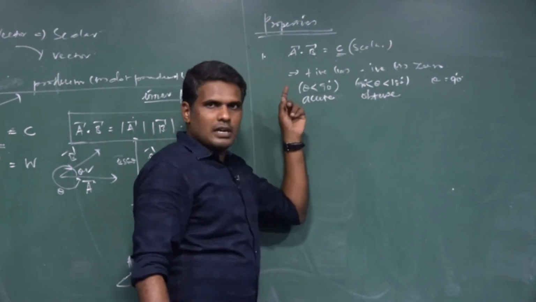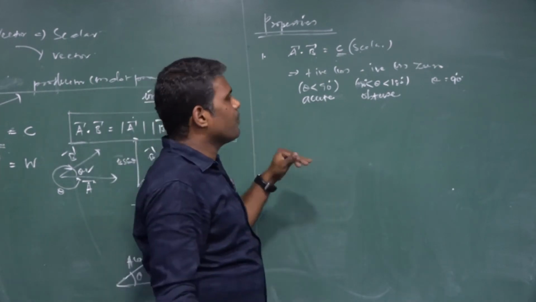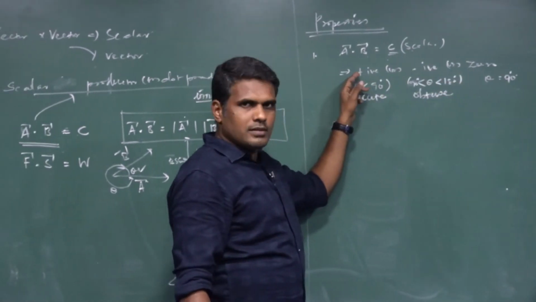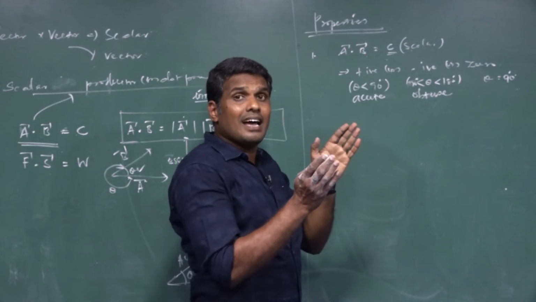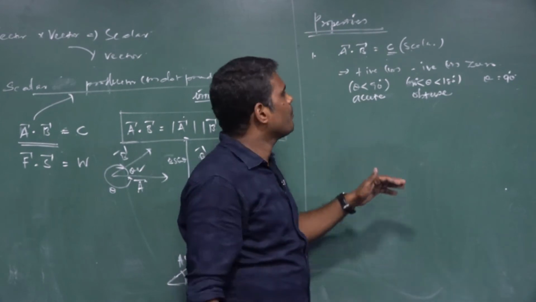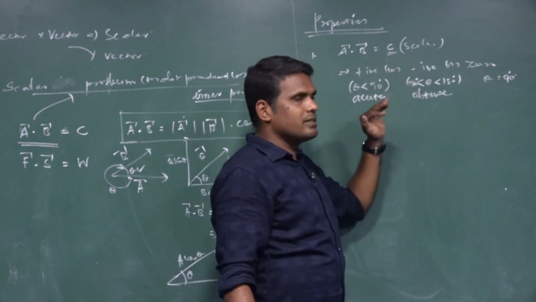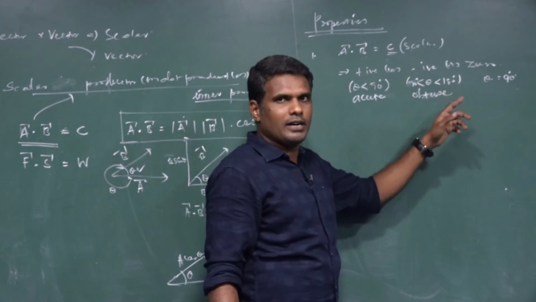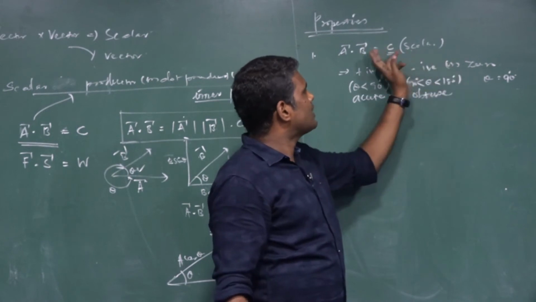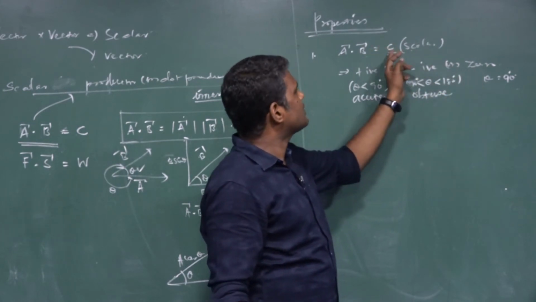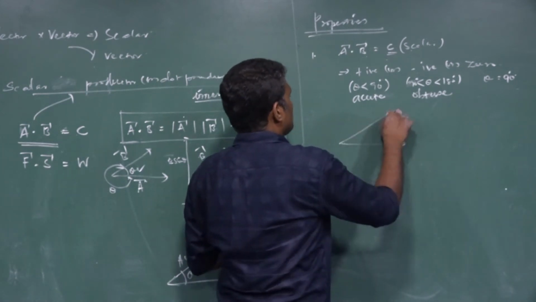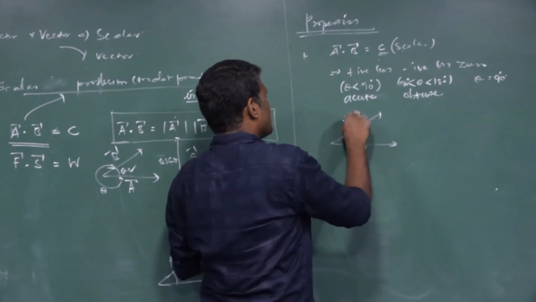So the resulting quantity of a dot product is always a scalar. The scalar quantity may either be positive or negative or 0. It is positive when the two vectors make an angle theta which is less than 90 degrees, that is, an acute angle. And the dot product is negative if theta lies between 90 degrees and 180 degrees, so the angle between the two vectors must be obtuse. If the two vectors are at right angles to each other, then the resulting scalar quantity is always 0.